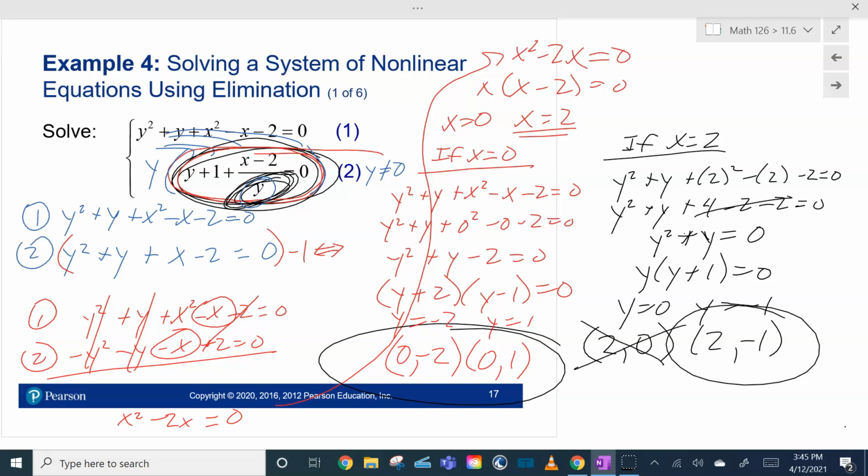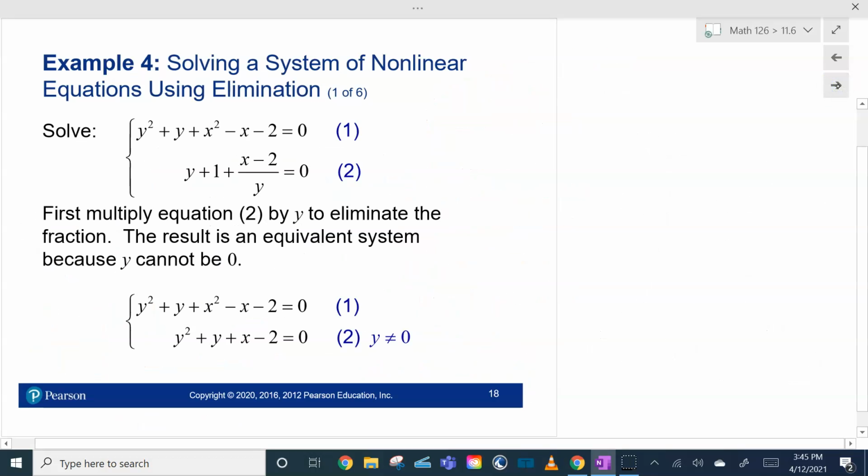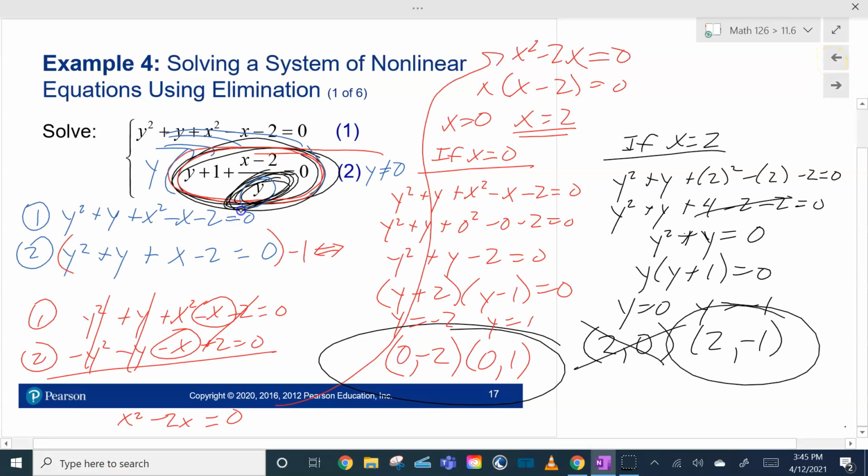Okay? And you can throw them onto Desmos as well and take a look at that if you'd like to. And again, remember, y cannot be 0, right? Denominator there.